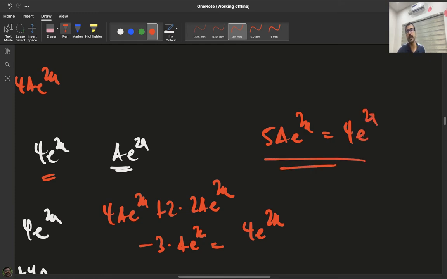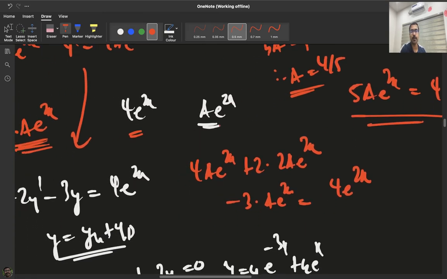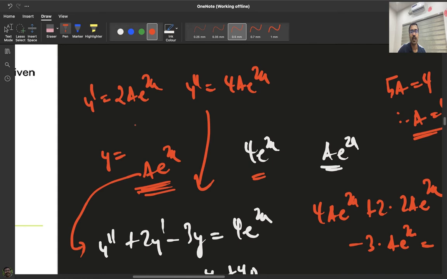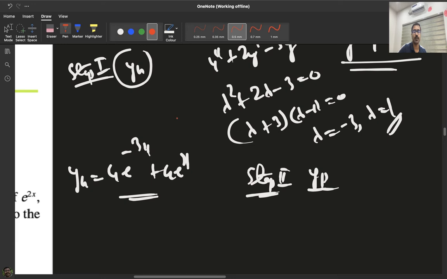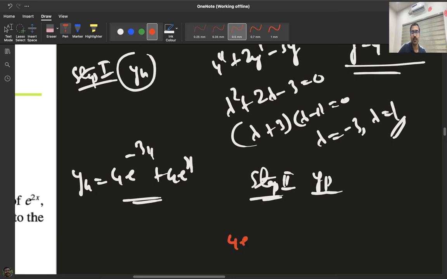Now I'll just compare both sides, look at the coefficients and equate them. Both sides are of the term involving e raised to 2x, with coefficients 5a and 4. So I'll write this as simply 5a is equal to 4, or the value of a is 4 by 5. I get the value of a by simply comparing the coefficients on both sides. Therefore, my particular solution is simply 4 by 5 e raised to 2x. So that means the general solution is c1 e raised to minus 3x plus c2 e raised to x plus 4 by 5 e raised to 2x.